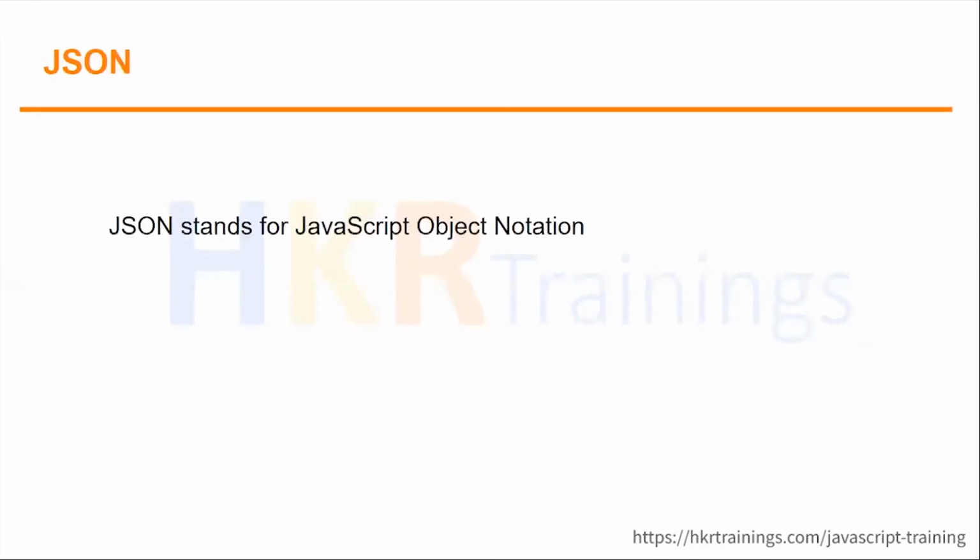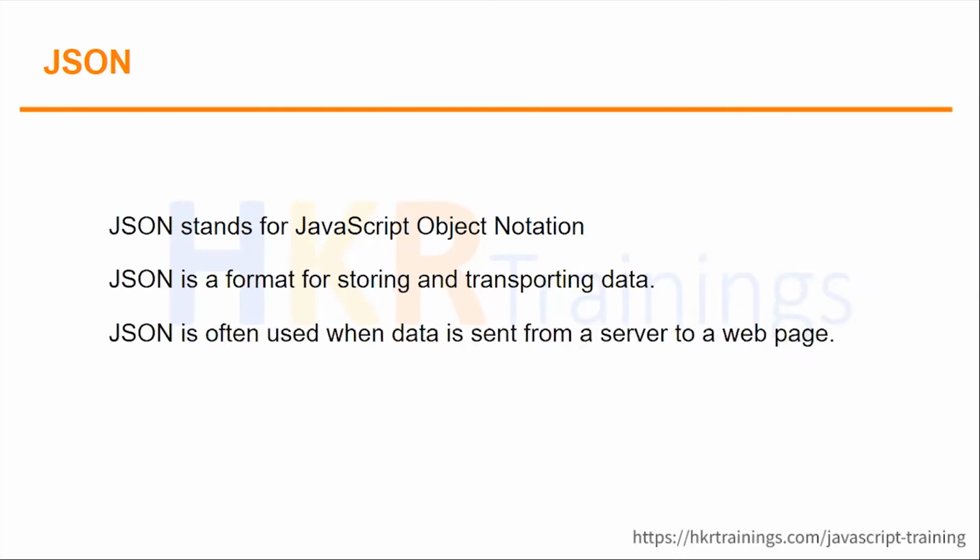Now let's go to JSON. So, what is JSON? JSON stands for JavaScript Object Notation. JSON is a format for storing and transporting data. JSON is often used when data is sent from a server to a web page. Okay, let me walk you through. Let me explain this in a much better manner using a scenario.